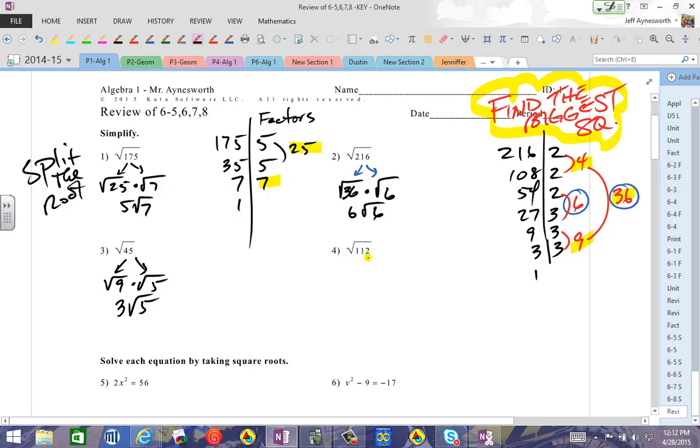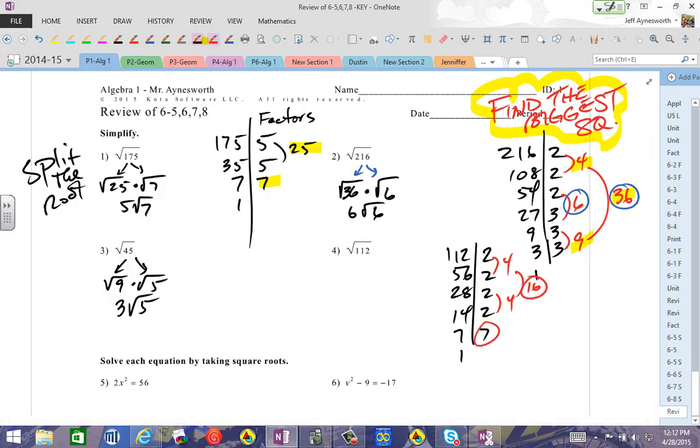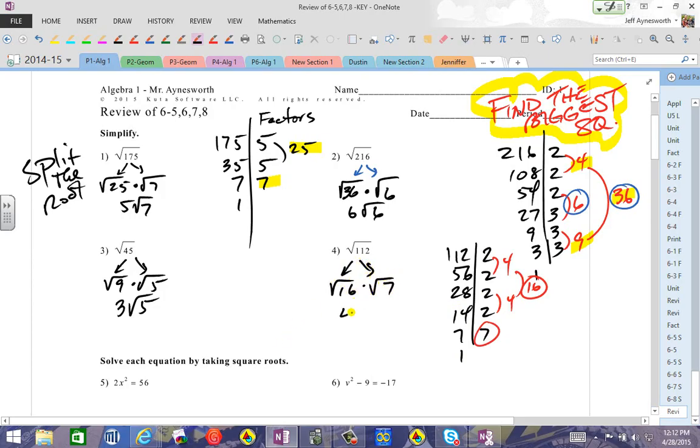On the 112, you may not know what the factor pairs are, so start by dividing by 2. Half of 100 is 50, and half of 12 is 6, so 56 here. Divide by 2. Half of 50 is 25, and half of 6 is 3, so 28. Half of 28 is 14. Half of 14 is 7. Divided by 7 is 1. So where are your factor pairs? Well, I see a square here, and I see my biggest square of 16. So here they are right here. 7 times 16 is my factor pair. So I split the root, root 16 times root 7, and I get 4 root 7 or 4 rad 7.